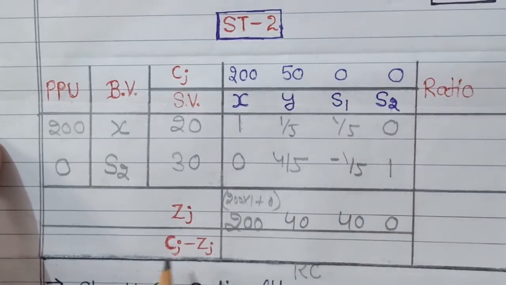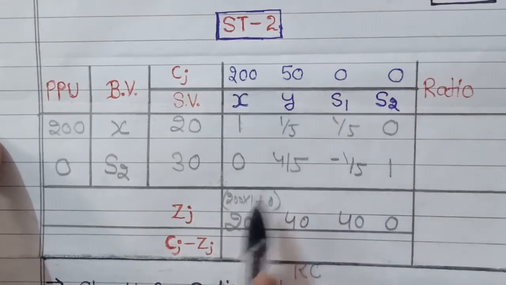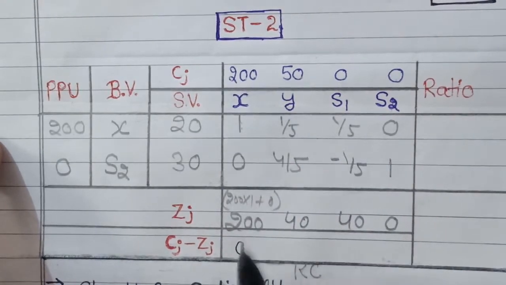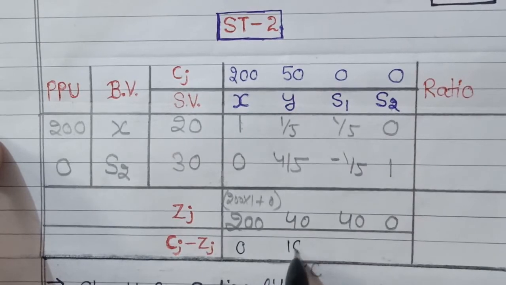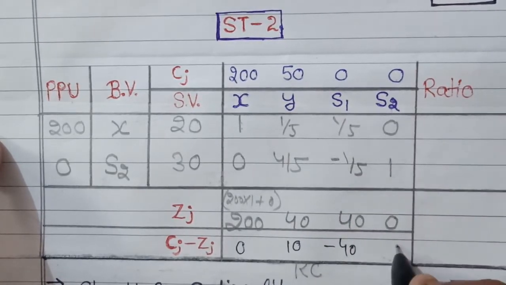Now we have to find the values of cj minus zj. So 200 minus 200, this will be 0. 50 minus 40, this is 10. 0 minus 40, minus 40, and 0 minus 0, 0.